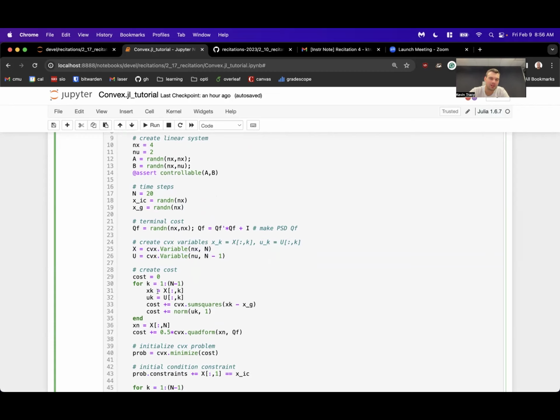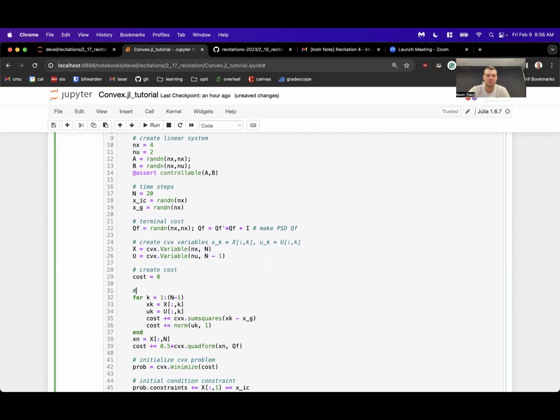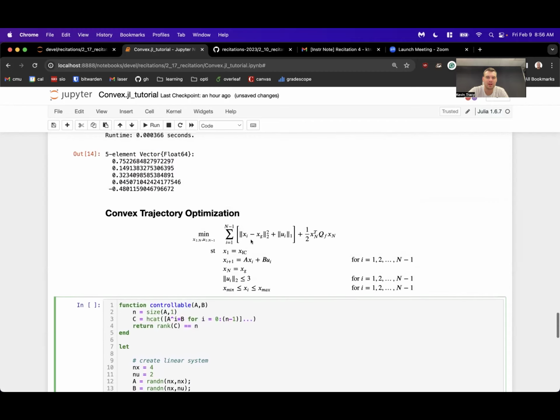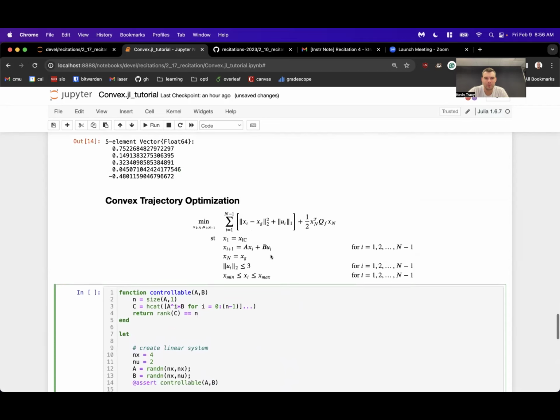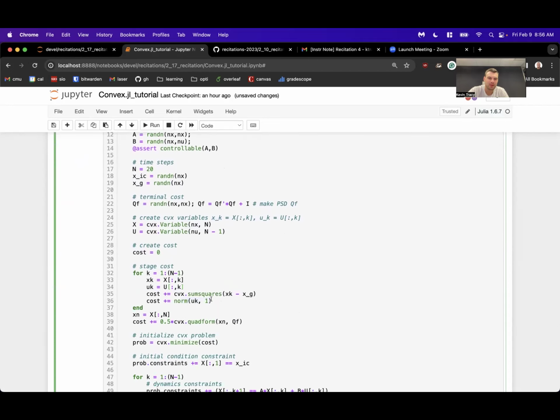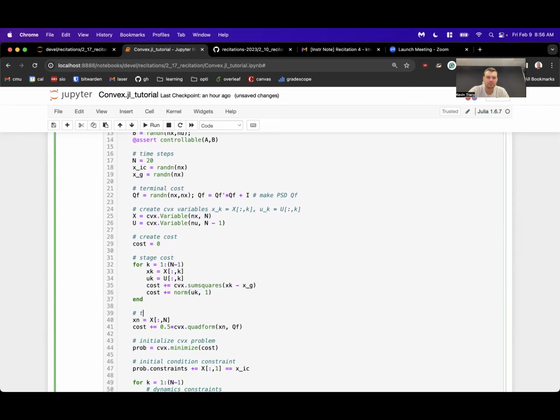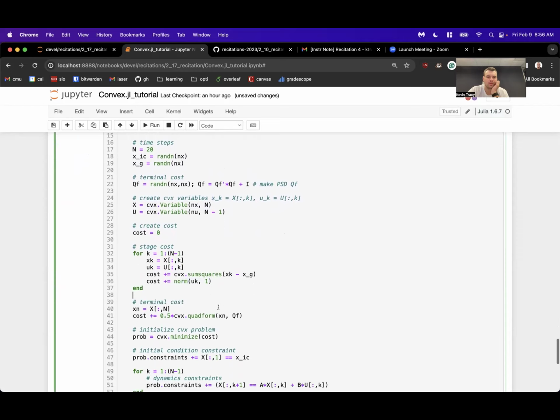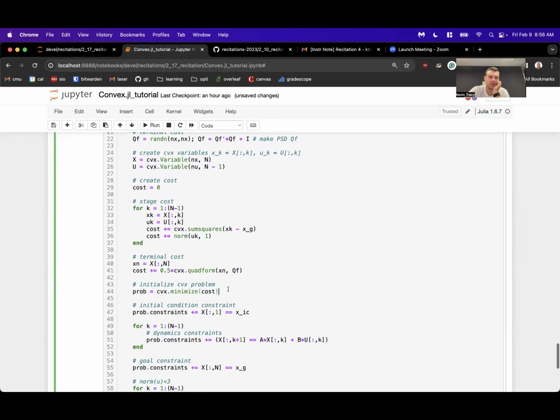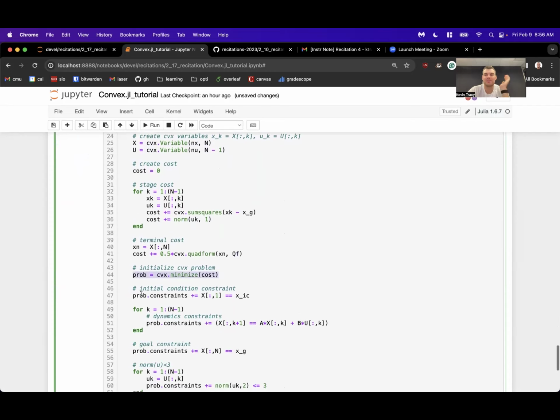So now I create my cost. Here's my LQR cost. Here's my stage cost. I'll just do the stage cost as I go through from 1 to n minus 1. And here I add the L1 norm of u, because as you can tell in my cost function, I had this really weird thing right here. And then my terminal cost, where I use my QF. And I want to minimize this cost function, and now I have to add my constraints.